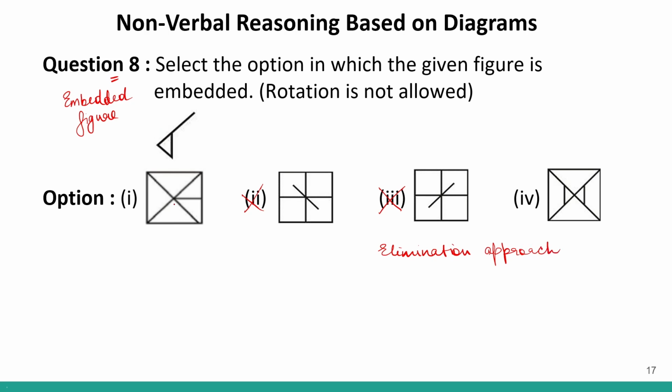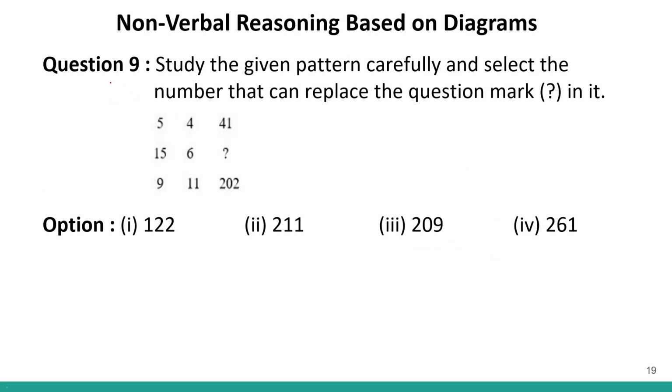Okay. So now let us look at option number 1 and option number 4. In option number 1, I can see something like this. But this is not exactly matching with this because rotation is not allowed. But over here, I can see this. And this I can see is exactly same as this figure. So option number 4 will be the correct answer. Now, question number 9 is a matrix based or a figure question. Sorry, logical grid question.